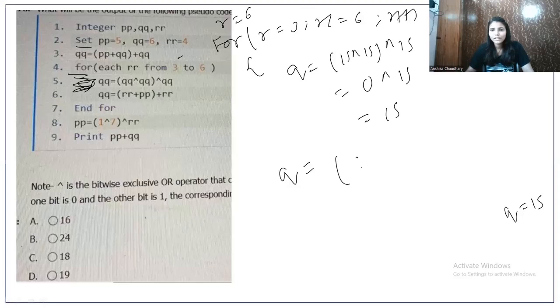Q is R plus P. So R value is 6, plus P value was 5, plus R. R is 6. So 6 and 6, 12. 12 plus 5 will become 17. So this time Q is 17.